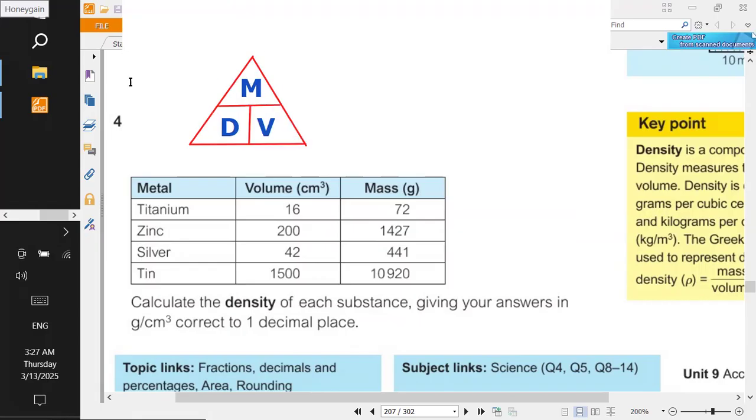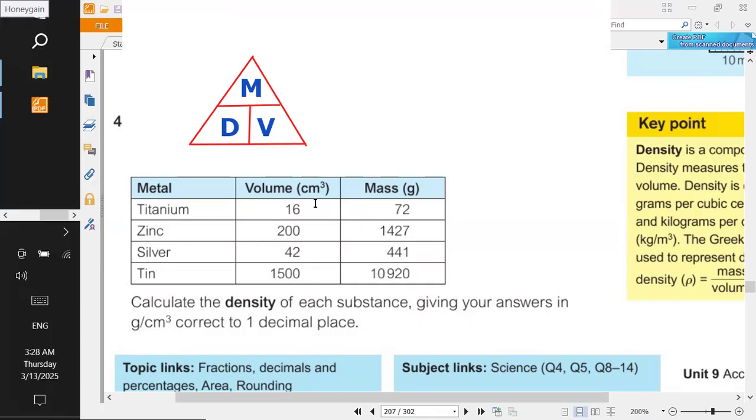Now this means that the density equals mass divided by volume, and then mass equals density times volume, and then volume equals mass divided by density. This is the rule that I'm going to use. Here in this question, they told me you have four substances or metals. You have the volume and you have the mass. Find the density of each substance. And the answer should be given in grams per centimeter cube.